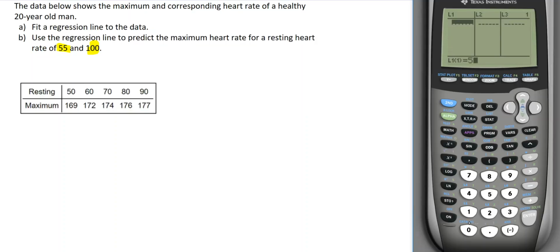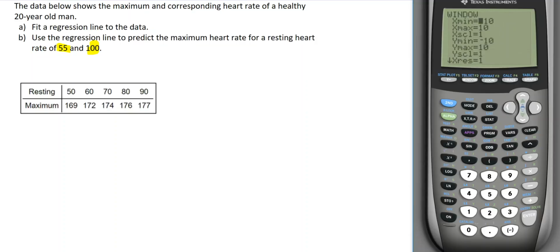So we're going to put 50, 60, 70, 80, and 90. And then for the dependent variable, that's the maximum heart rate. So we have 169, 172, 174, 176, and 177.